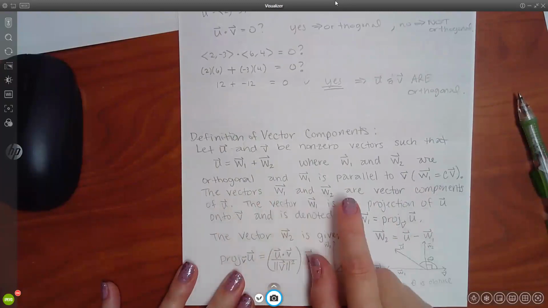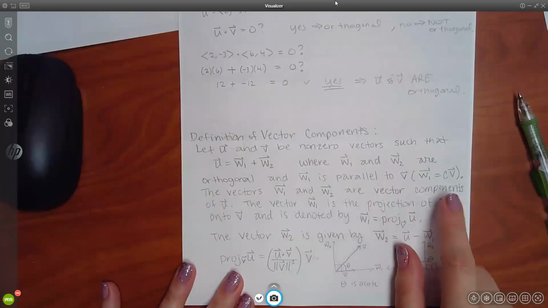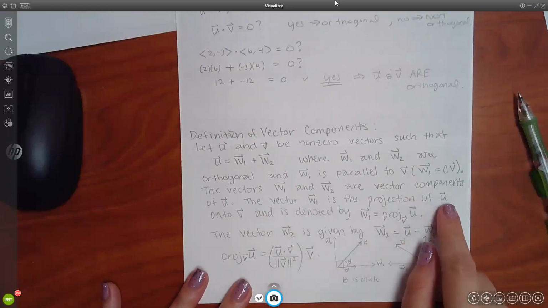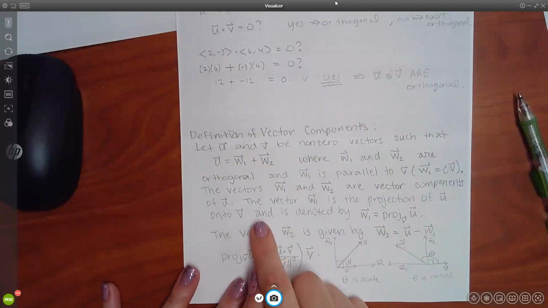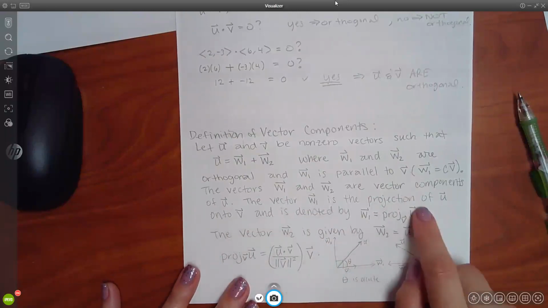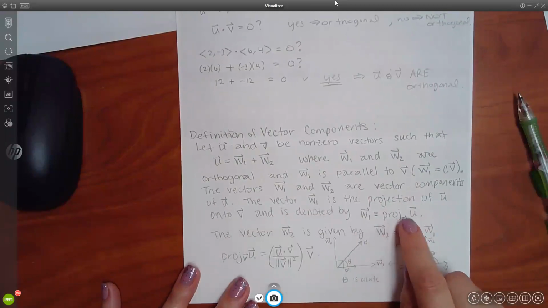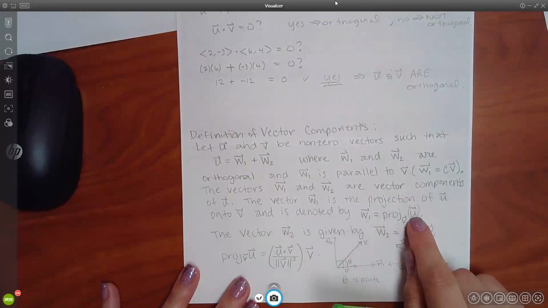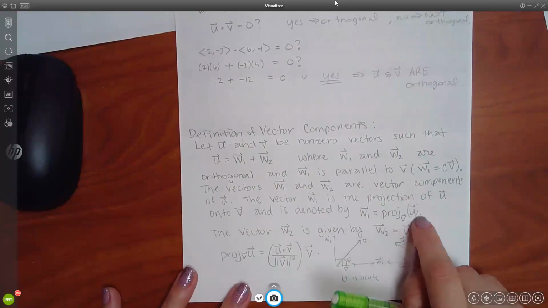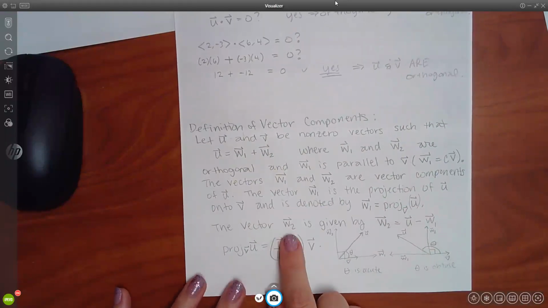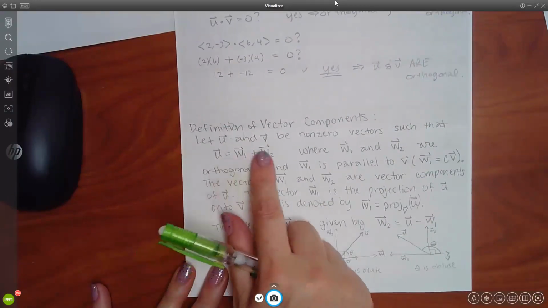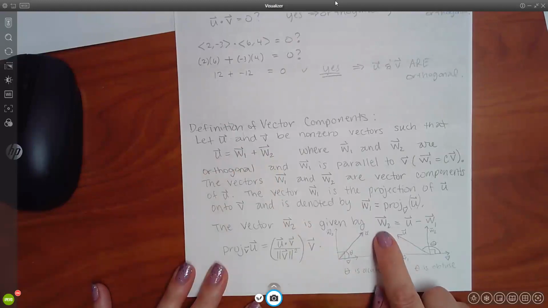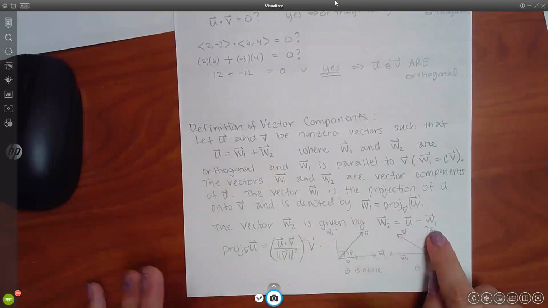Now, the vectors W1 and W2 are called the vector components of U. The vector W1 is called the projection of U onto V, and is denoted by this little notation. You can put parentheses here for the word of, but it's the projection of U onto V. This is the way they write it. The W2 vector is basically, you take U and subtract W1 over. If I subtract W1, then I can figure out what W2 is by taking U minus W1.